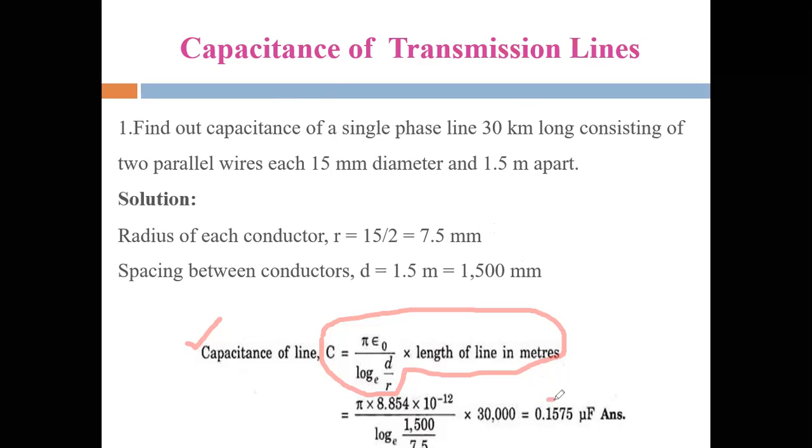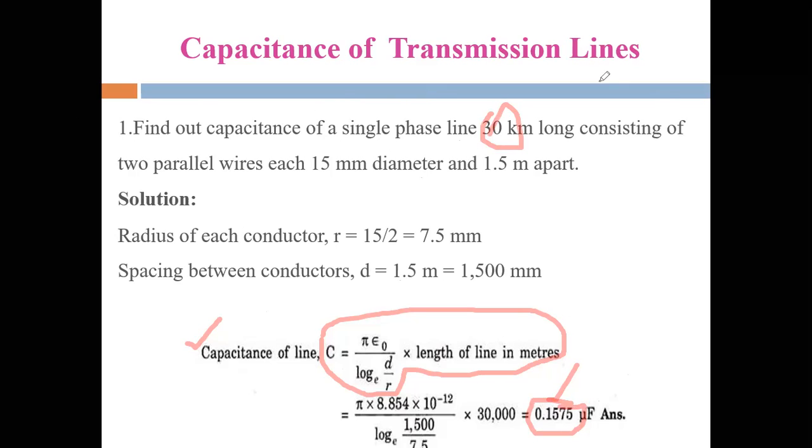This is the capacitance of a single-phase overhead transmission line when the two conductors are connected in parallel, given the diameter, radius, distance and the length of the transmission line. By using these values we determine the capacitance value, that is 0.1575 microfarad. This is the capacitance of the single-phase overhead line for the given problem.